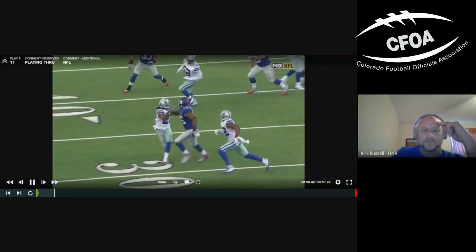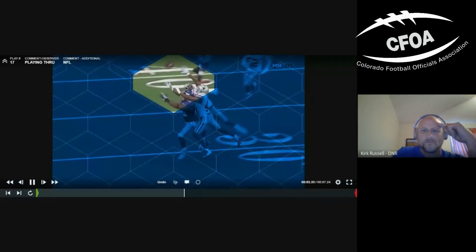All right, here's the next one. This is playing through. An attempt to make a play on the ball.